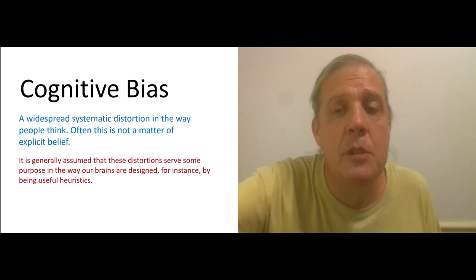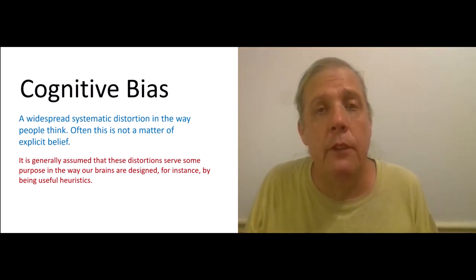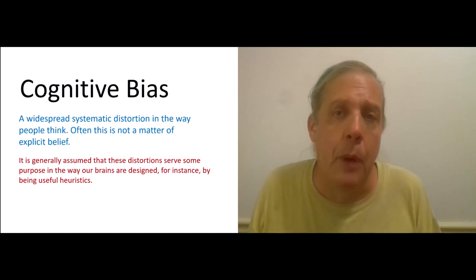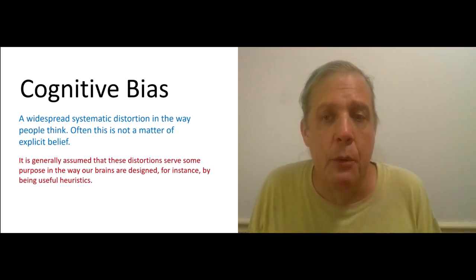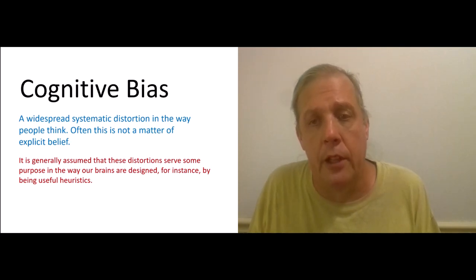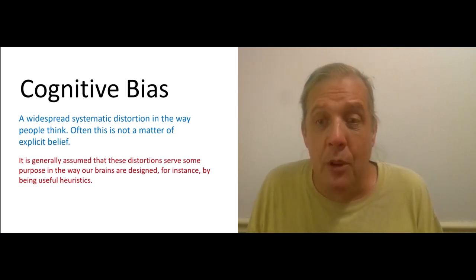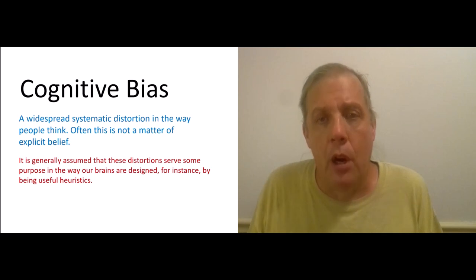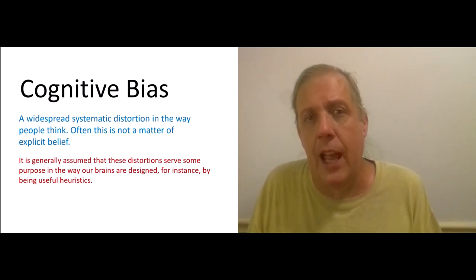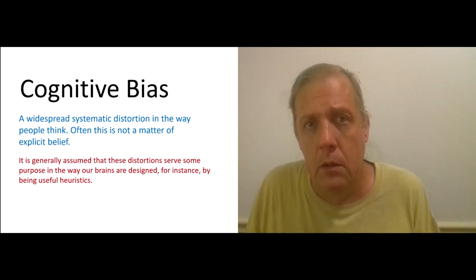A lot of times people invoke human evolution here, saying that these cognitive biases exist because they were the most adaptive thing in the environment that we evolved in. It's worth remembering, though, that the only part of human evolution that people really agree on is that it happened in Africa, mostly.